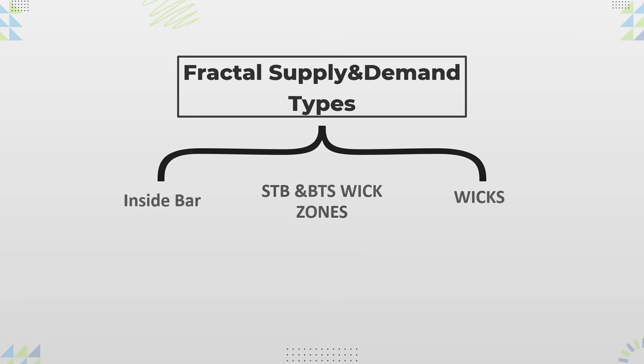The fractal model is the third method for drawing supply and demand zones, divided into 3 types. The first type of fractal model is the inside bar candle. This occurs within strong expansion waves, when the price cannot break above or below the previous candle's highest or lowest point, representing a range on a lower time frame.